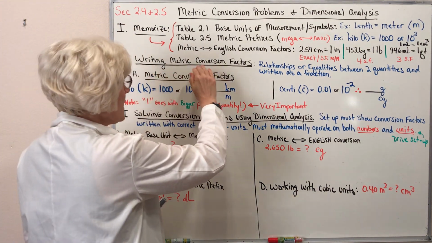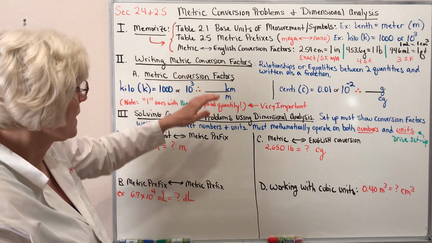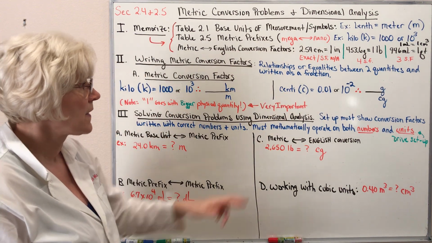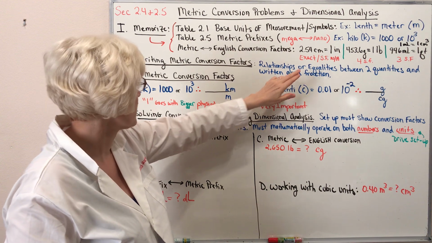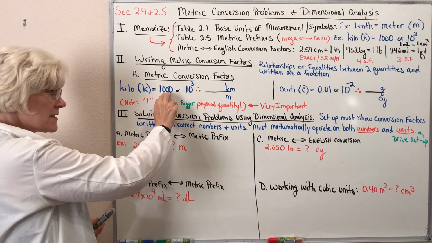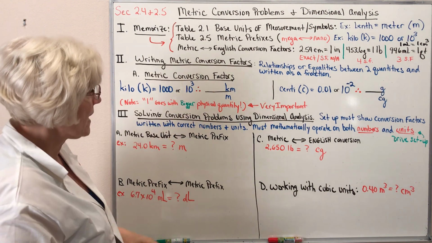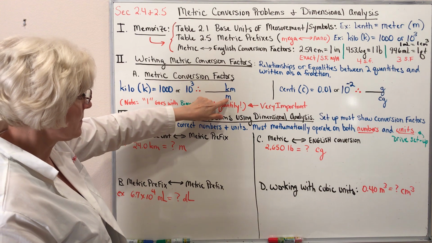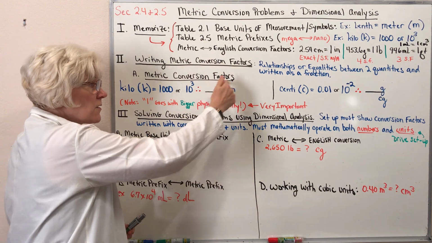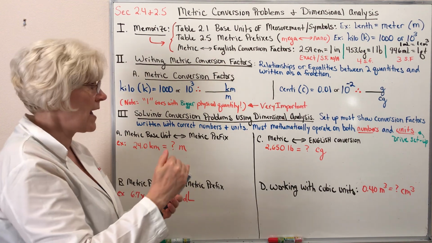Okay, now we're going to take a look at how we use this information to write metric conversion factors. Conversion factors are relationships or equalities between two quantities, and they are written as a fraction. So for example, looking at the metric prefix kilo, which we know means 1,000 or 10 to the power of 3, how would we write a conversion factor if we took meters and compared it to kilometers? How do you write the equality or the relationship between these two quantities, a meter and a kilometer?